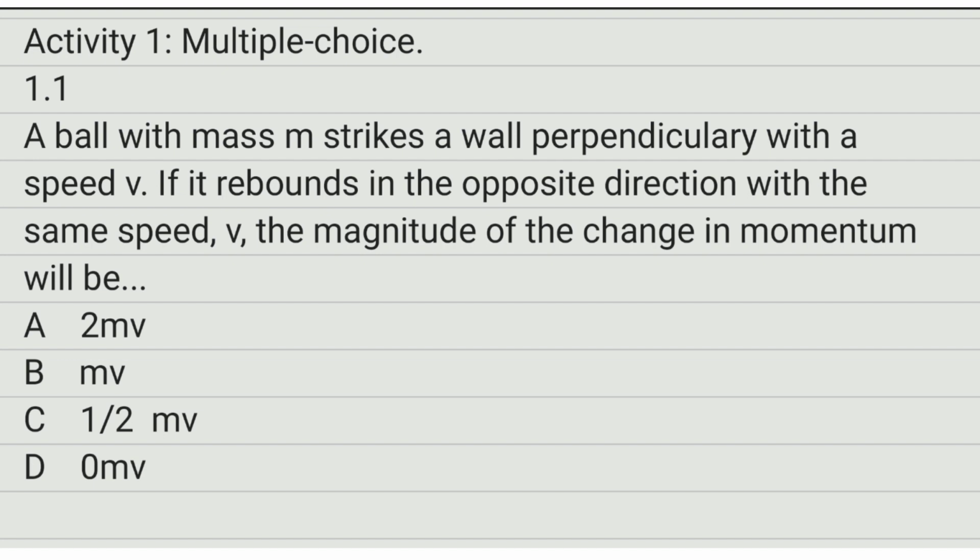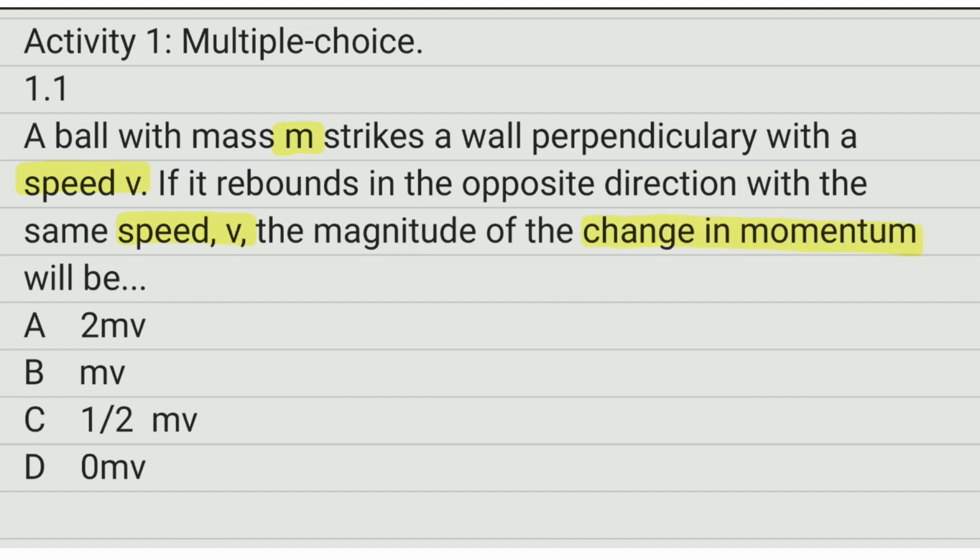Okay, so 1.1 says: a ball with mass m, and we're going to be marking the data here. The ball with mass m, this is the mass of the object, of the ball in this case, strikes a wall perpendicularly with a speed v. Now, speed v, that is the initial speed. Okay, it's moving towards the wall. If it rebounds in the opposite direction with the same speed v, final speed is also v, the magnitude of the change in momentum is asked.